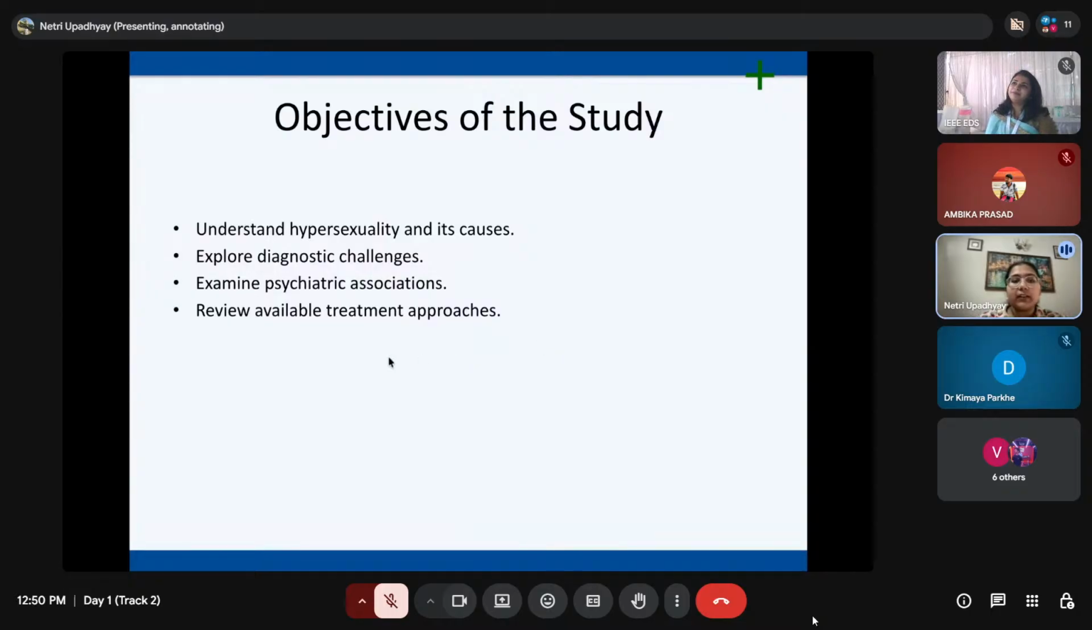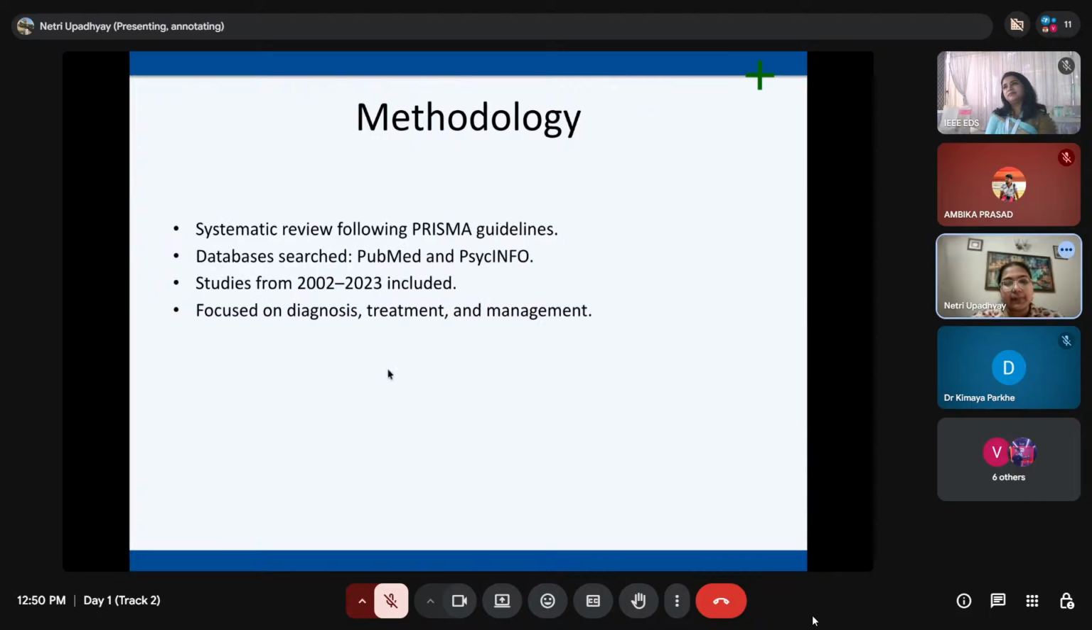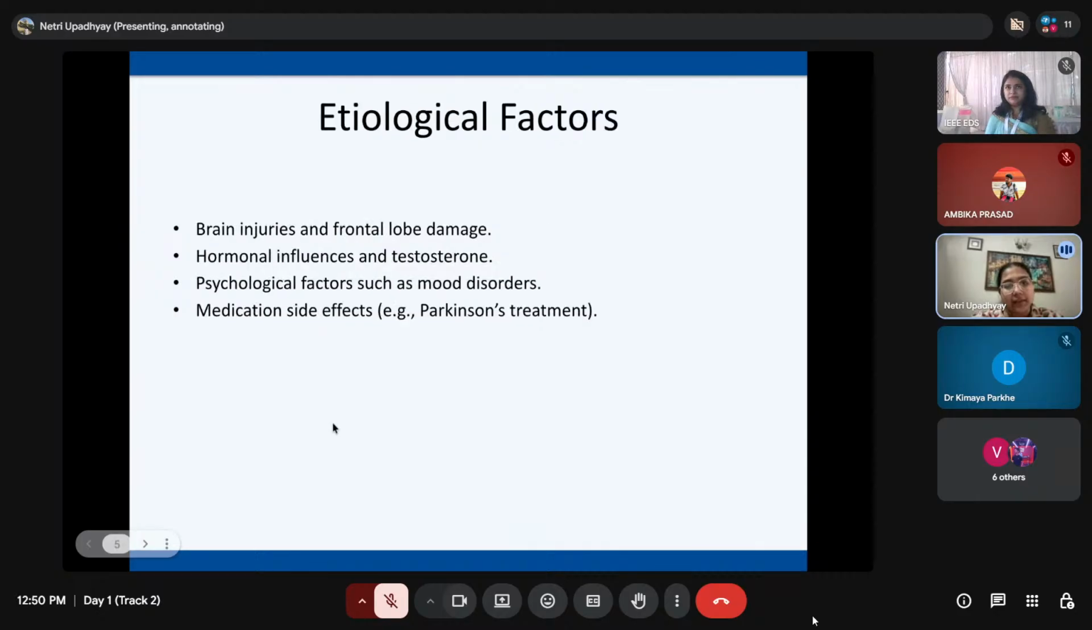The objectives of the study were to understand hypersexuality and its causes, to explore the various diagnostic challenges that we encounter, to examine psychiatric associations, and to also review the available treatment approaches. For the methodology, a systematic review was done following the PRISMA guidelines. The main databases searched were PubMed and PsycInfo. Studies from 2002 to 2023 were included, and they focused mostly on diagnosis, treatment, and management.